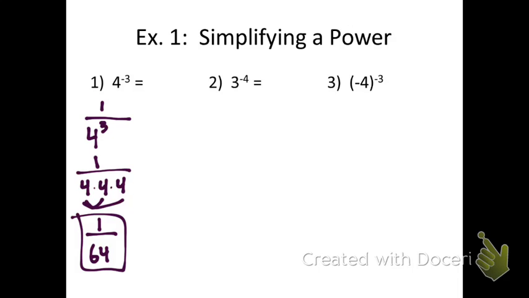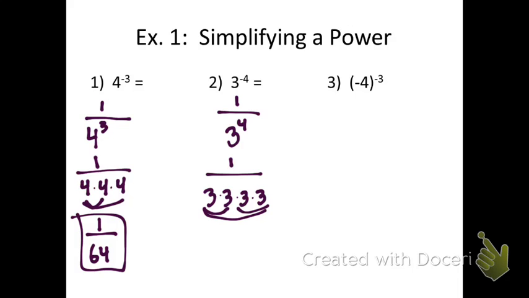Number 2, 3 to the negative fourth power. This is just like saying 1 over 3 to the fourth power. And we could simplify that, expand that, so it'd be 3 times 3 times 3 times 3. And when we multiply that, 3 times 3 is 9. 3 times 3 here is 9. 9 times 9 is 81, so we know that this will be 1 over 81, or 1/81, as the answer.